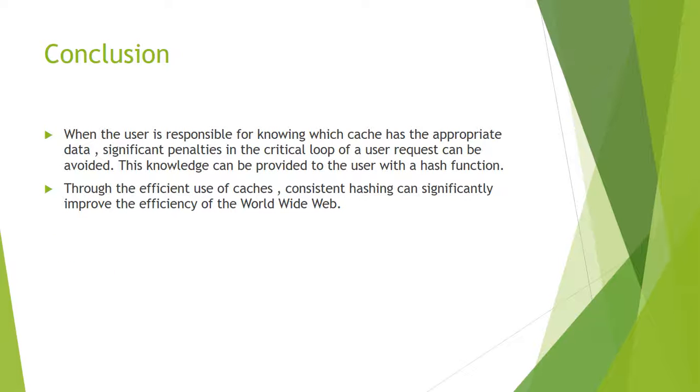So concluding, when the user is responsible for knowing which cache has the appropriate data, significant penalties in the critical loop of a user request can be avoided. This knowledge can be provided to the user with a hash function. Through the efficient use of caches, consistent hashing can significantly improve the efficiency of the World Wide Web.